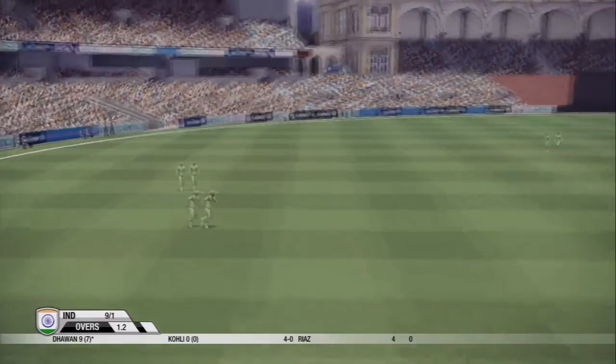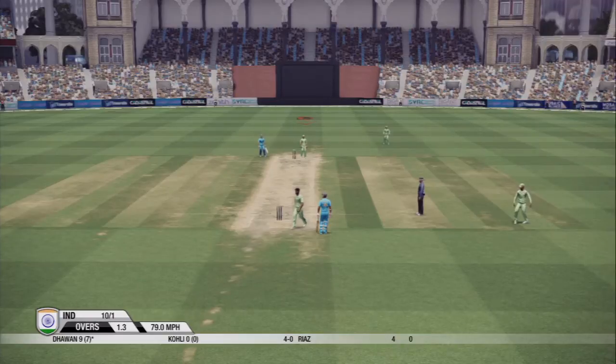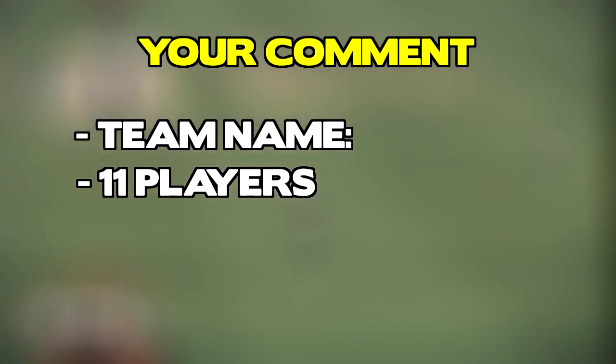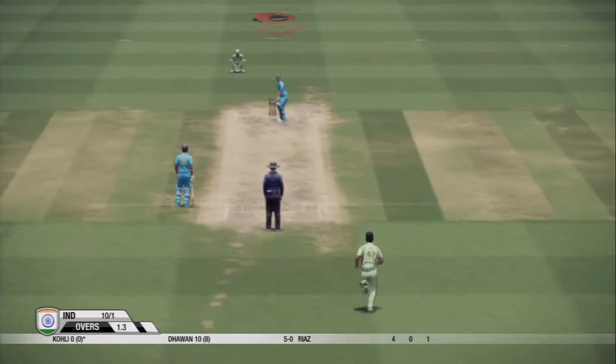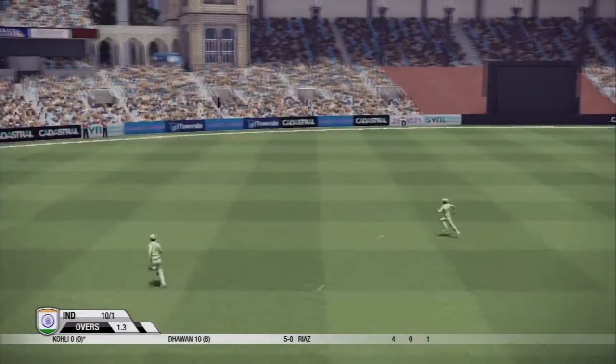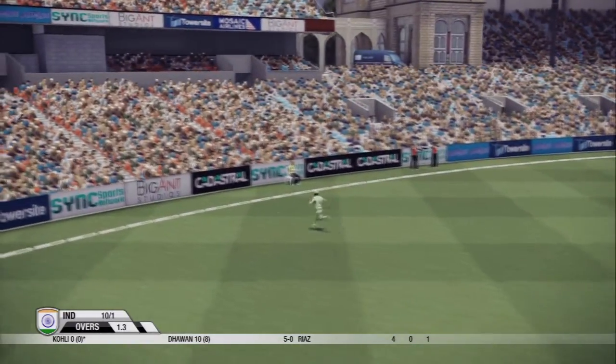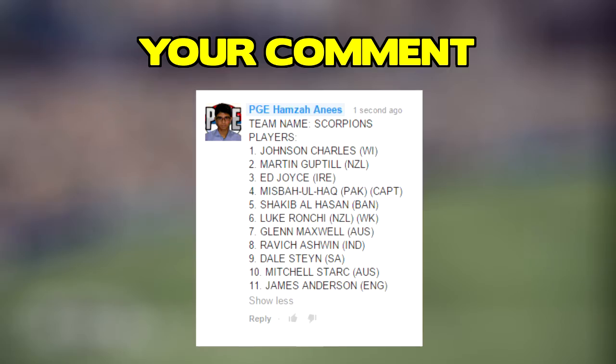After you have your 11 players written down or memorized, here is how you are going to comment them down below. First, start off with a team name, something unique. Then list your 11 players who are going to be playing, state the captain and the wicket keeper, and most importantly, next to each player's name, tell me in brackets the country they are playing from. Here is an example of how a comment should look like.